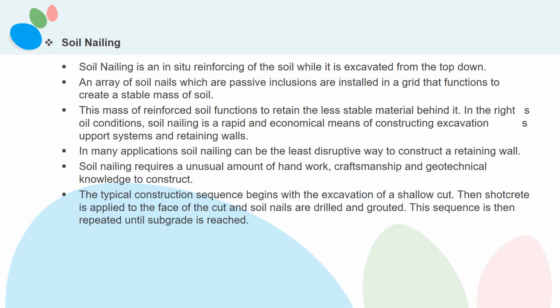The typical construction sequence begins with the excavation of a shallow cut. Then shotcrete is applied to the face of the cut and soil nails are drilled and grouted. This sequence is then repeated until subgrade is reached.